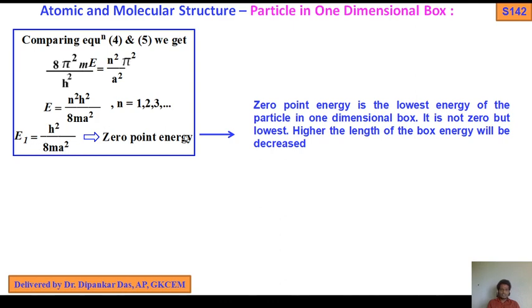So this is called zero point energy. It is the lowest energy of the particle in a one dimensional box. It is not 0 but the lowest. Higher the length of the box, the energy will be decreased. So that is the energy expression of a particle in a one dimensional box.